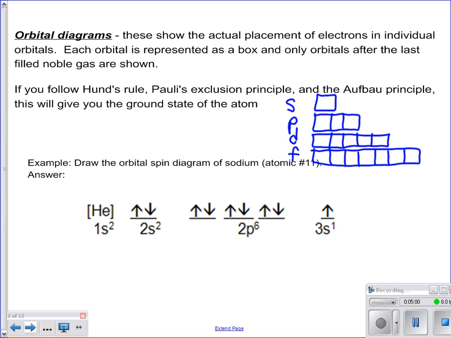Now, if we have a situation where, let's say in a p, there are only 2 electrons in that p. What do you think? Do you have to still show all 3 boxes, all 3 orbitals? Yeah, you do. You would have to show all 3 of these, even if you only had 2 electrons. So it's showing the orbitals, and then you can show the electrons within it.